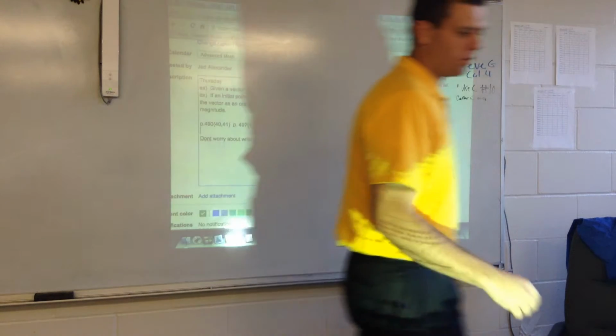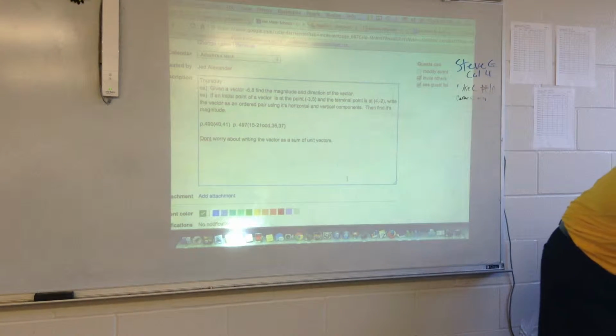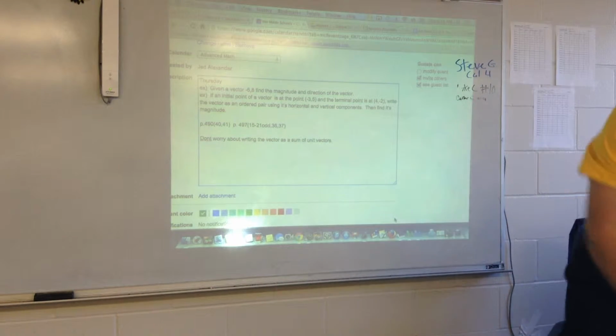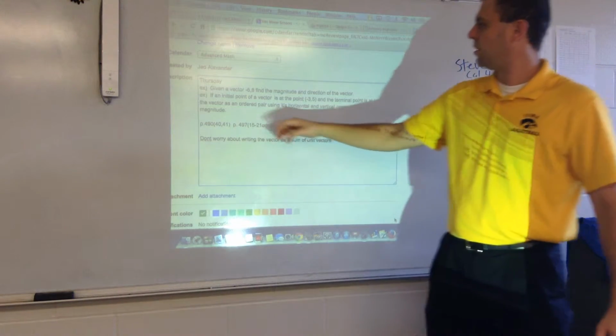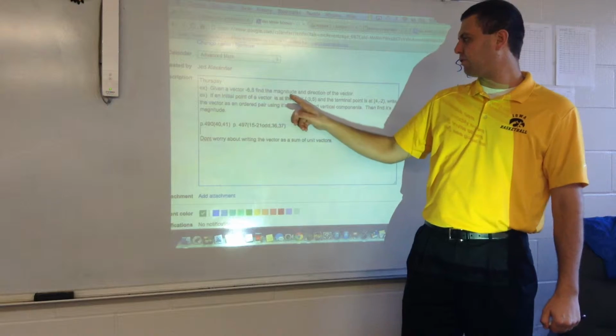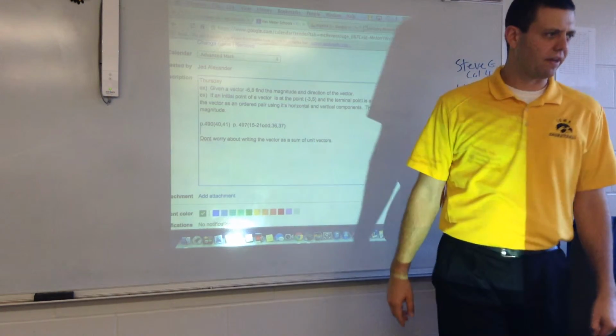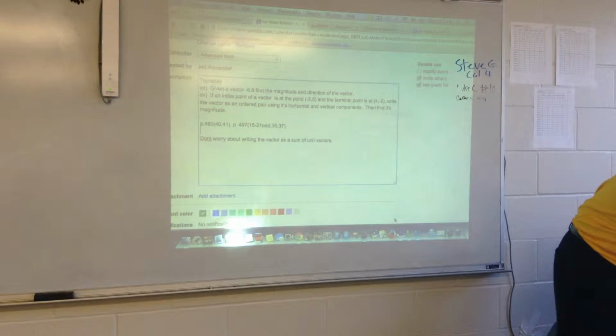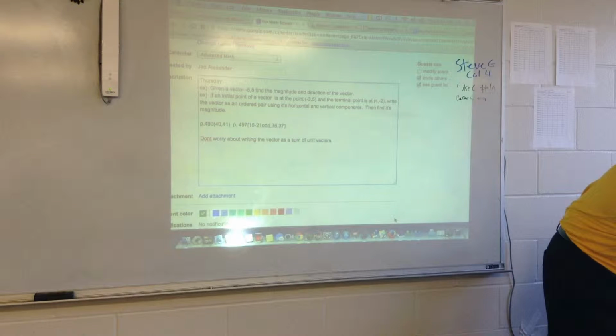I can write vectors as ordered pairs, find their magnitude and direction. So the first problem that we're going to do is this one. Given a vector, -6, 8, let's find the magnitude and direction of that vector.